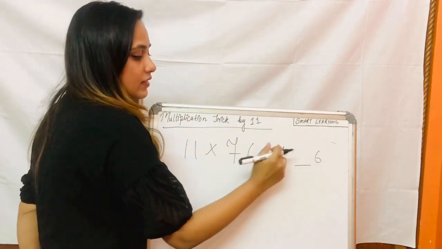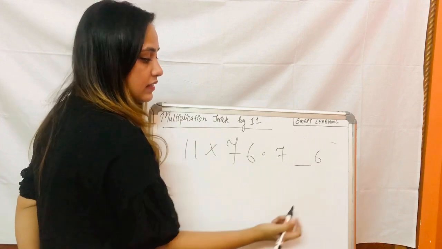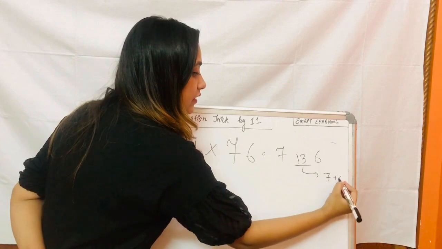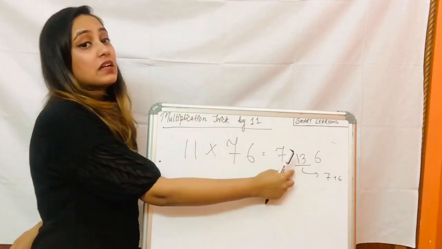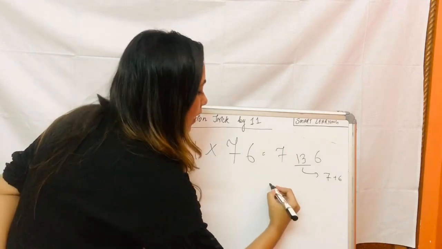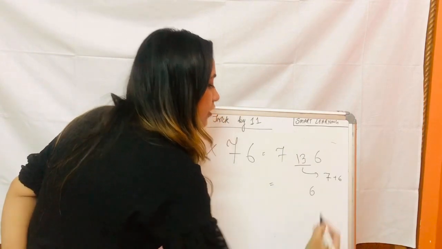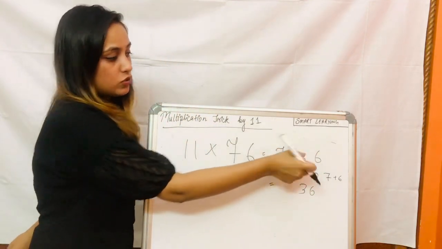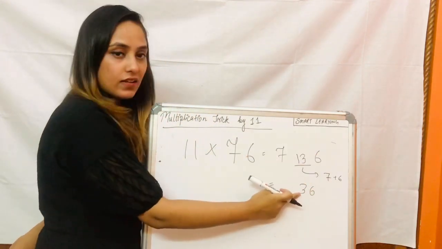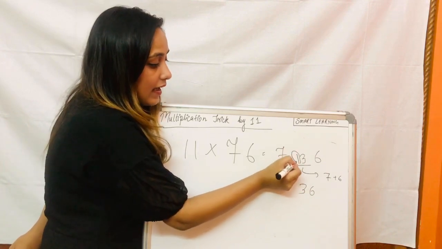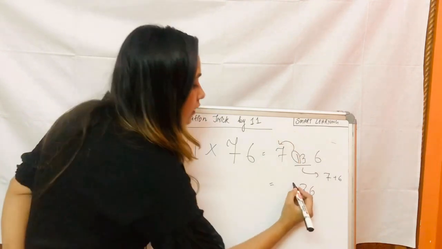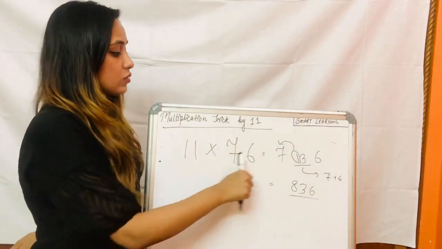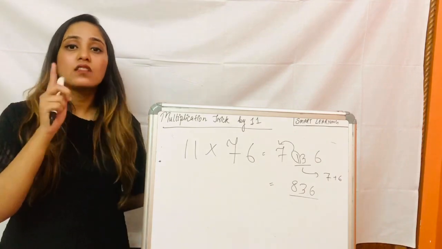So what I'll do is simply as we did before, 7 plus 6 is 13. This 13 is 7 plus 6, right? But we need a 1 digit number here. So I'll keep 6 as 6, and 3 will also stay the same. The first number, the extreme digit, we will keep as it is. So I'll add this 1 to 7. That is 7 plus 1, 836. So 11 into 76 is nothing but 836.